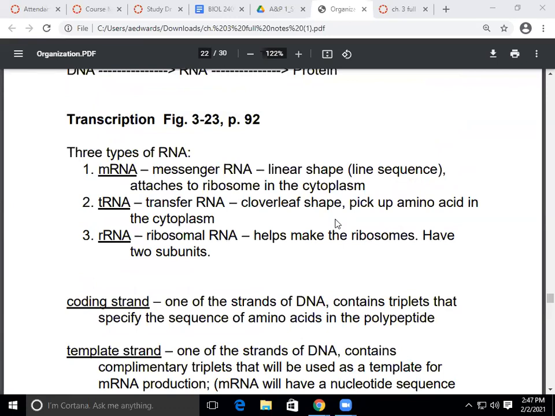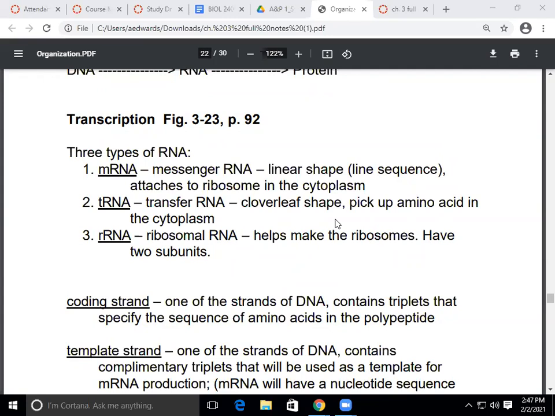So let's talk a little more about transcription. In order to do that, we need to understand RNA, and there are 3 different types: messenger RNA, transfer RNA, and ribosomal RNA. Messenger RNA is your linear sequence of RNA that is essentially decoded from the DNA. That's what goes to attach to a ribosome in the cytoplasm.